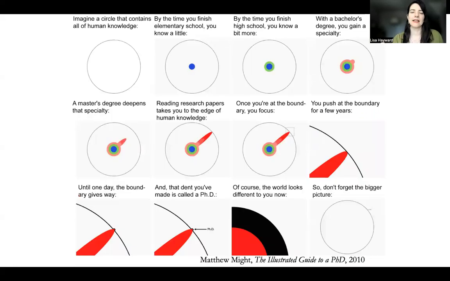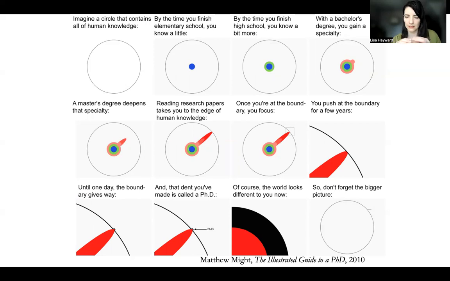So let's step back and contrast that with our training in science communication that comes as part of our technical training. First, I have a million problems with the schematic, so don't get me started, but I'm going to just use it as kind of a reference point. You can imagine a circle or a sphere that contains all of human knowledge.